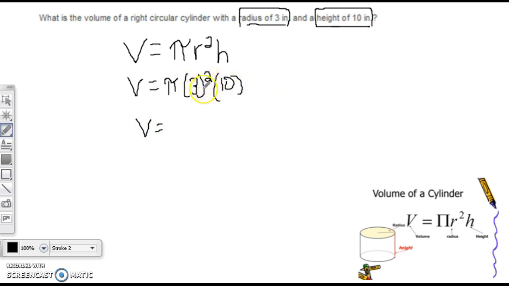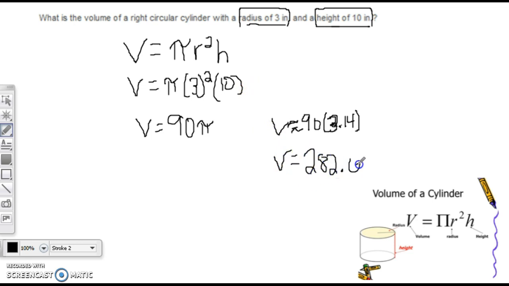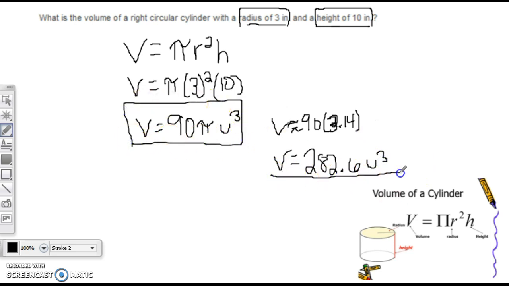3 squared is 9. 9 times 10 is 90. So this could be an answer. This is the exact answer. The volume equals 90 pi. Now, if it tells you to plug in 3.14 for pi, then we would get an approximate answer. So let's go ahead and get that answer as well. 90 times 3.14 is approximately 282.6. And anytime you do volume, you're going to have units cubed. So I'm not sure exactly which answer it wants, but either of those would be fine, depending on what it asks for.